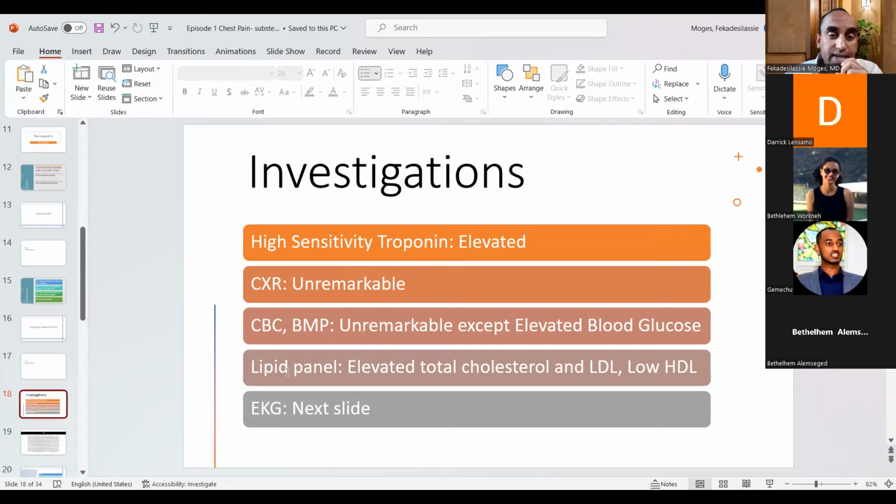All right. And anything else you want to do? Lipid panel you can do. You may do it immediately, you may do it later. And that helps you. Actually, the patient has told you he has elevated cholesterol, but right now we confirm that total cholesterol is elevated. LDL is elevated and HDL is low. Okay. So these are very important. Any additional tests you want to do?